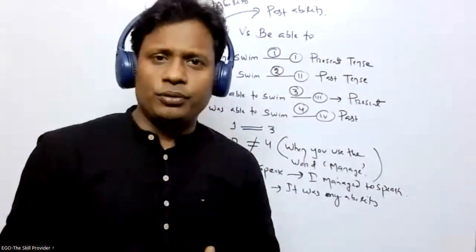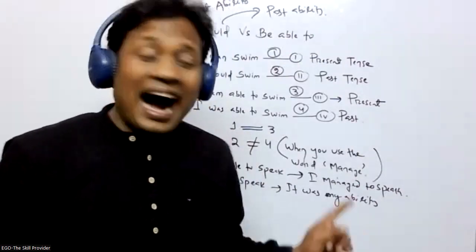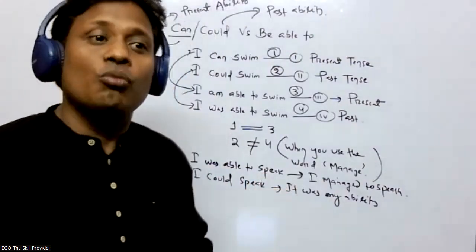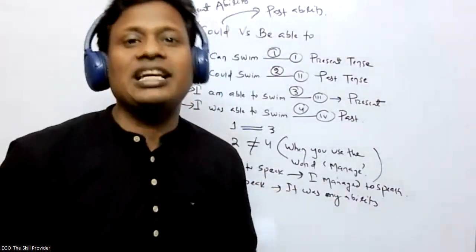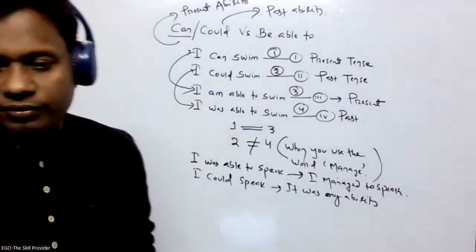So you can say, sorry, sir, I don't know how to dance, but still I was able to dance. I was able to dance means somewhat I managed. So that's the thing I want to tell you. Now this is clear to everybody? Clear? Take a screenshot.